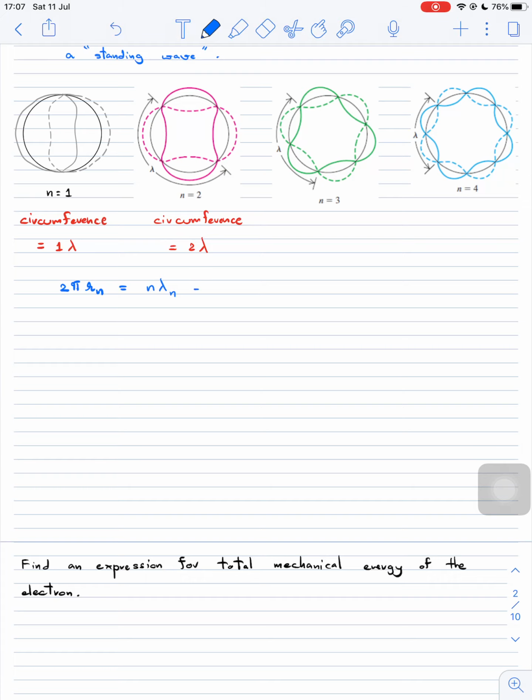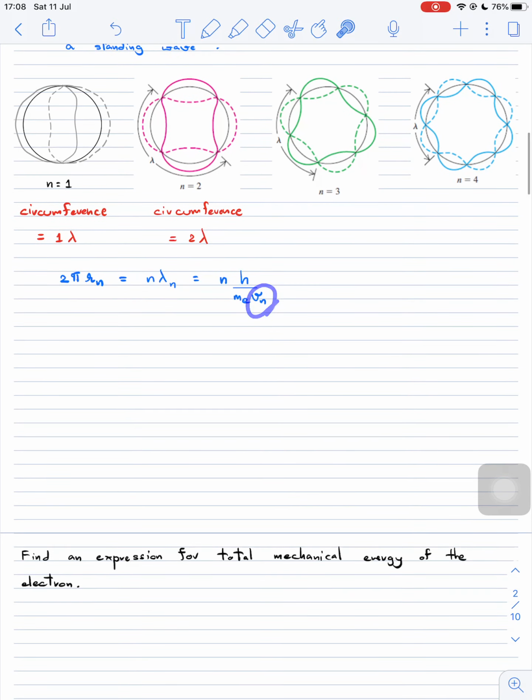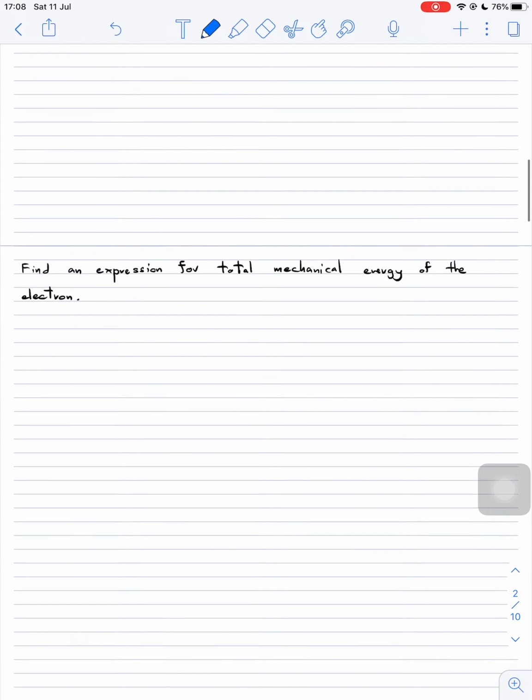Then here equal to n, right? So we have lambda equal to h over p. So that is h over the mass of the electron times the speed of the electron at the stationary state n. Okay, so now let me move the m_e v_n to the left-hand side and the 2 pi to the right-hand side.